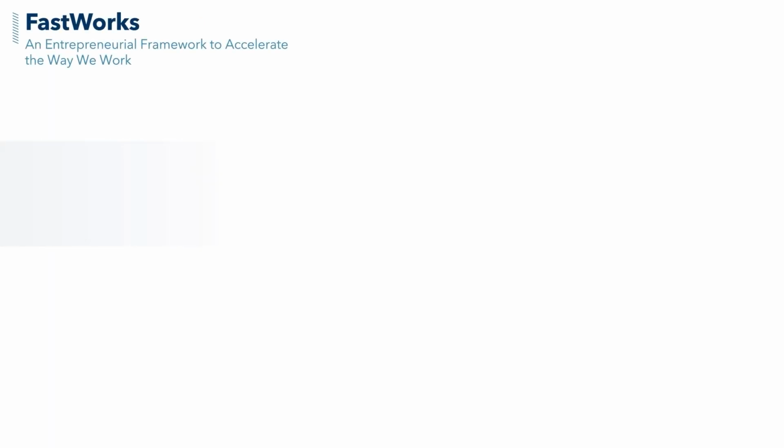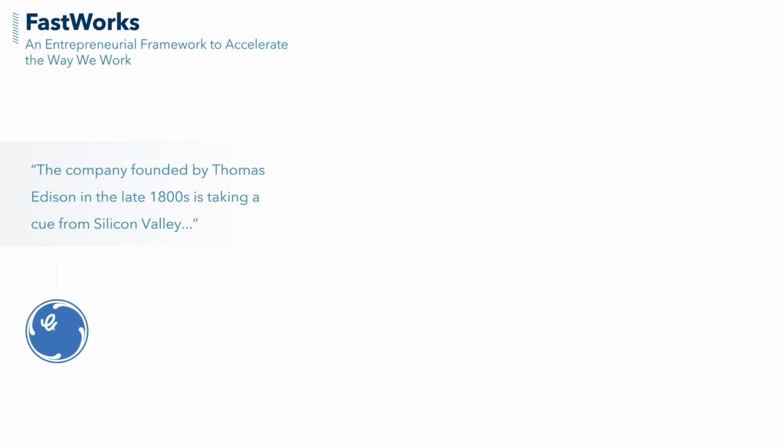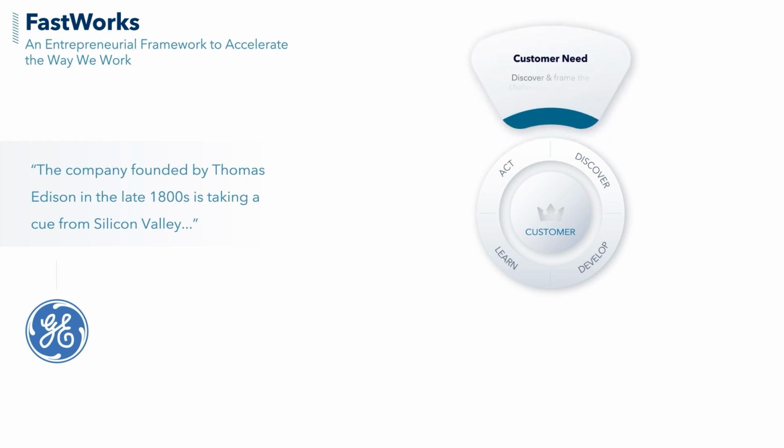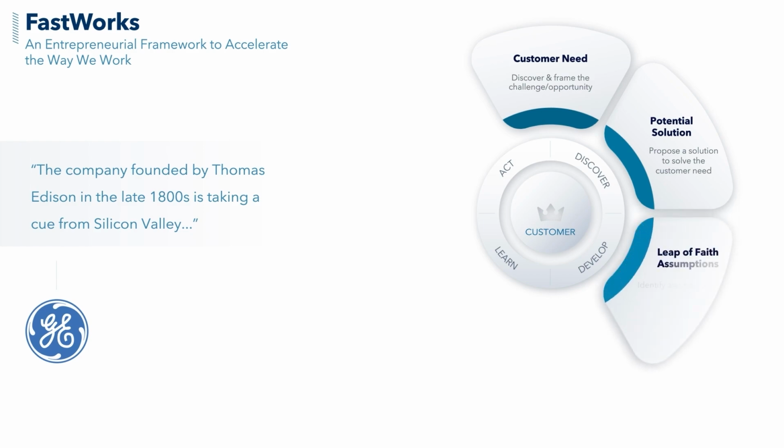Established organizations are still learning about the lean startup approach. General Electric mandated Eric Ries to develop their version of the lean startup approach named FastWorks, pictured here. Notice that FastWorks starts at the top with customer need and proceeds with potential solutions to get ahead in problem solving. Based on the preliminary projected solutions, GE's innovators identified its leap of faith assumptions.